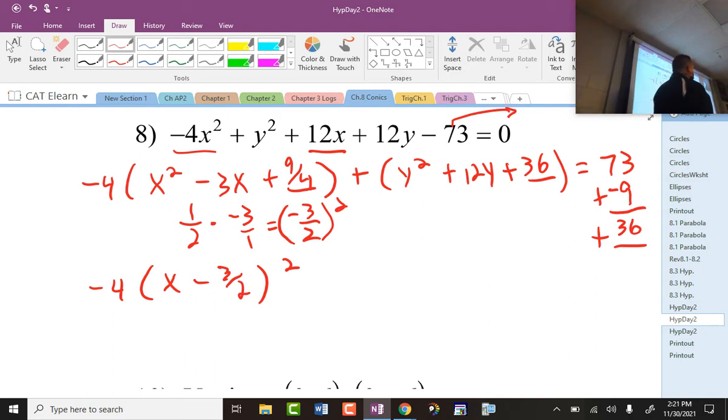X times x is x squared. X times negative 3 halves twice is negative 6 halves x. And negative 3 halves times negative 3 halves is positive 9/4. So that is the factoring.